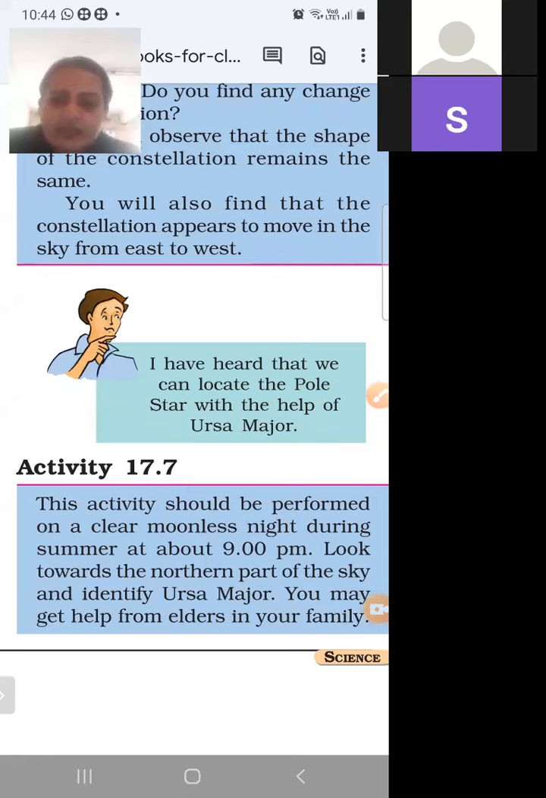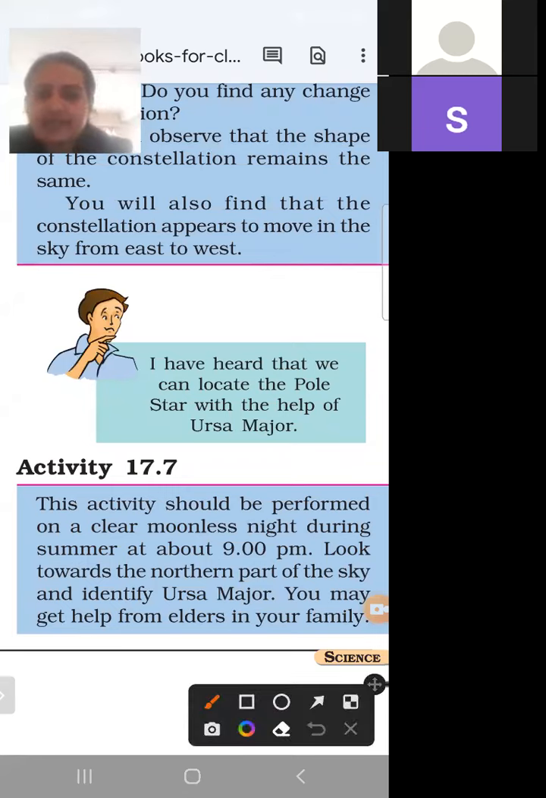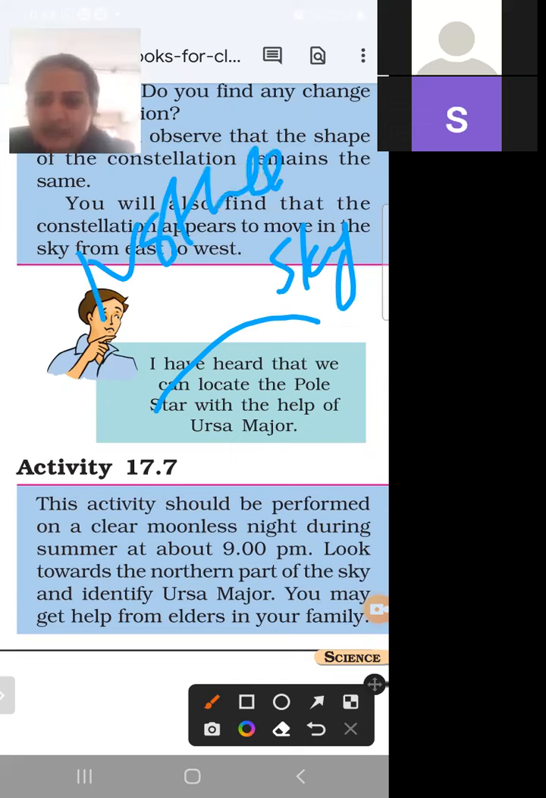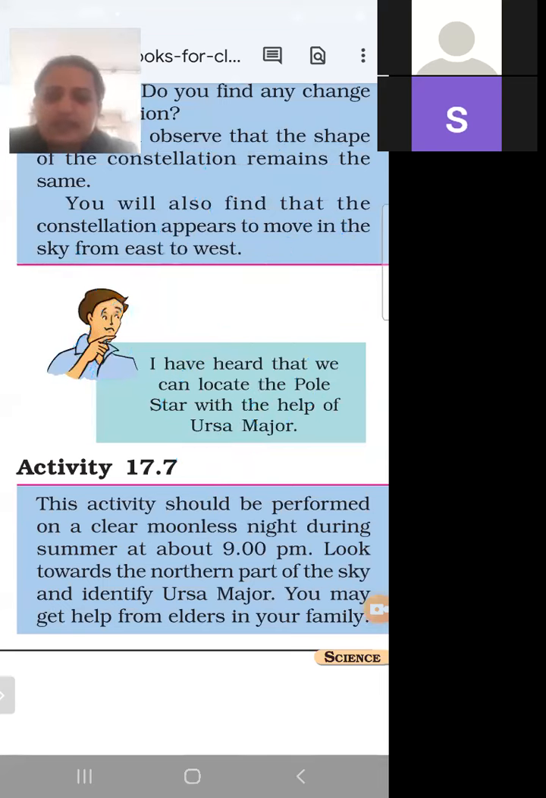Look towards the northern part of the sky. As we know, in the sky, the northern part is there, and you have to look in the northern part of the sky and locate Ursa Major. You may get help from the elders in your family. So you can do this activity at your home and you can take help from your parents.